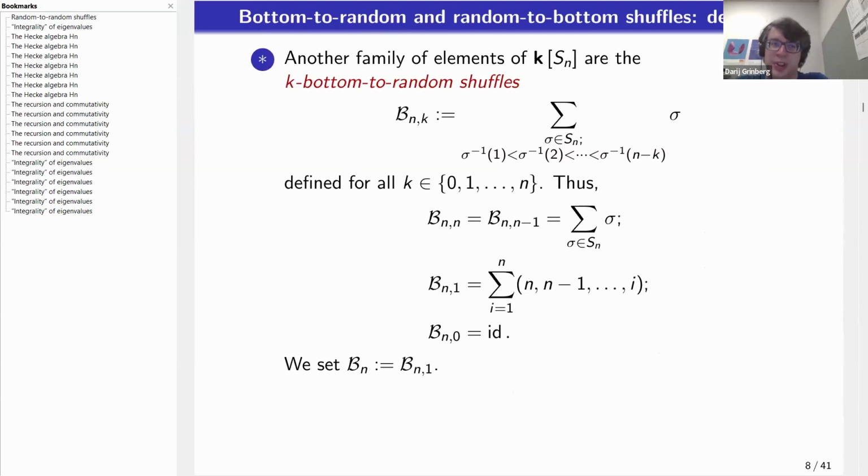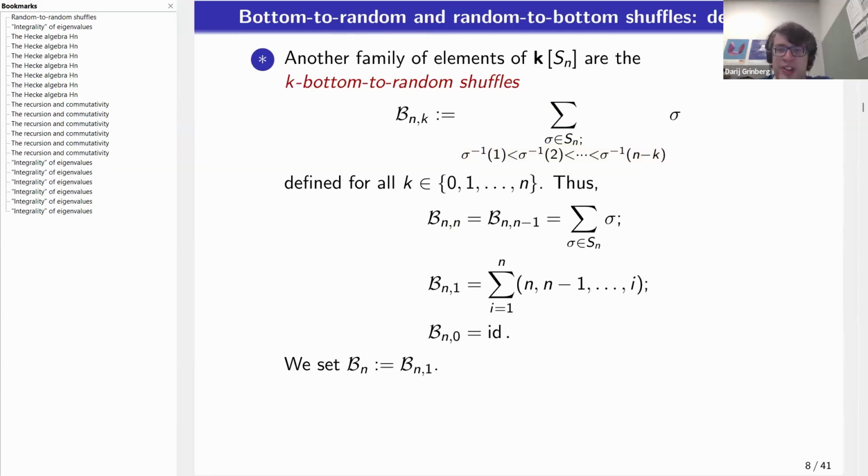Here is another family of interesting elements of the group algebra of the symmetric group. There's a so-called k-bottom-to-random shuffle. So here is one way to define them. It's the sum of all permutations sigma in the symmetric group, such that those inequalities are satisfied. What these inequalities say is that if you write sigma in one-line notation, then the numbers 1, 2, ..., n minus k appear from left to right. All the other numbers can appear anywhere in any order.